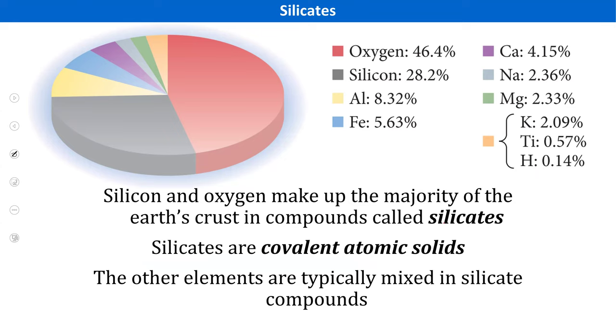So why do we focus on silicon and carbon? Well, carbon we care about because we're made out of carbon. So we have a vested interest in knowing how carbon behaves for that reason. Silicon, because most of the Earth is made of silicon, at least most of the Earth's crust. Silicon and oxygen make up, what is that, about 75% by mass of the Earth's crust.